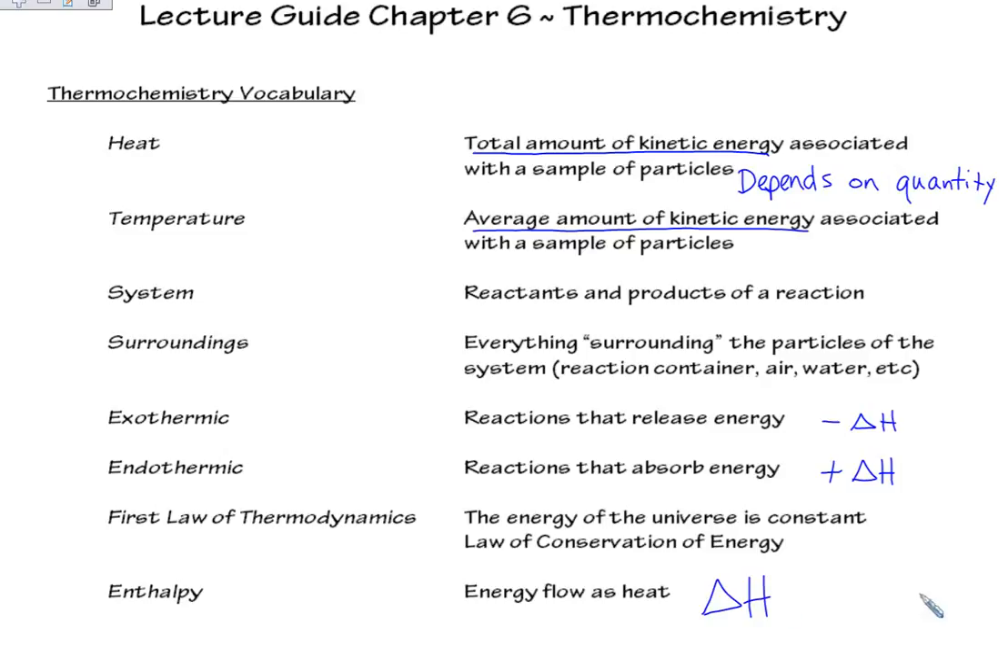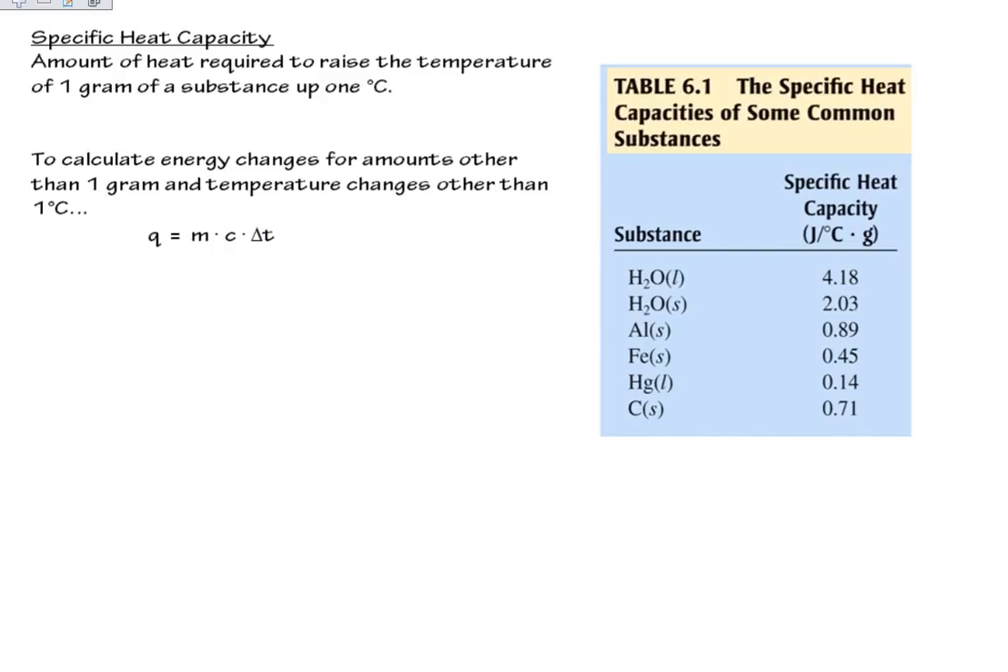Some basic vocab that we'll want to reference in terms of thermochemistry. Some things that you might be familiar with, a blast from the past. We have used this equation before with specific heat capacity. Do you remember this? Do you remember these cute little graphs that were used for phase changes?